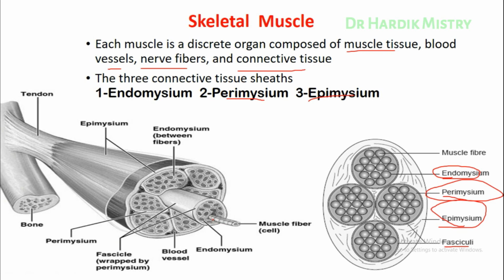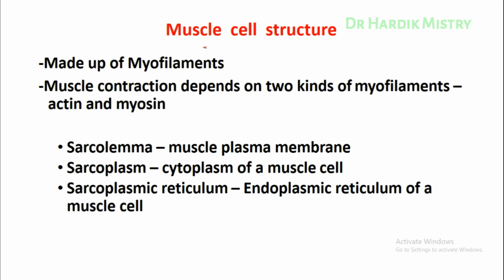So here you are seeing that this is the muscle fiber or the muscle cell, and whatever sheath is enclosing this muscle fiber is known as endomysium. Whatever connective tissue sheath encloses the fasciculi is known as perimysium, and whichever connective tissue sheath encloses the whole of the muscle is known as epimysium.